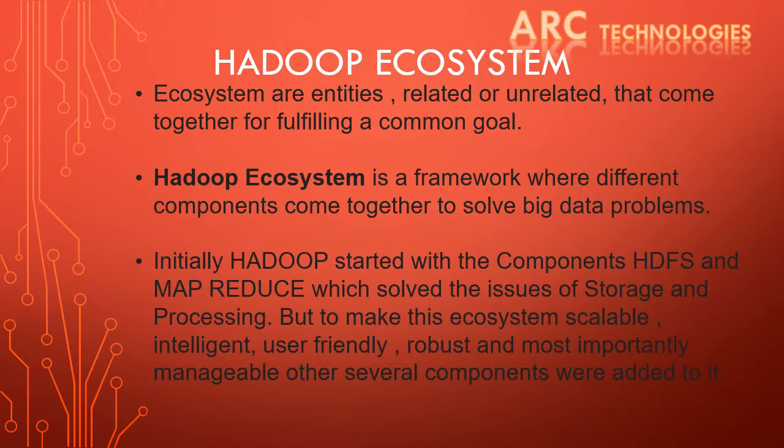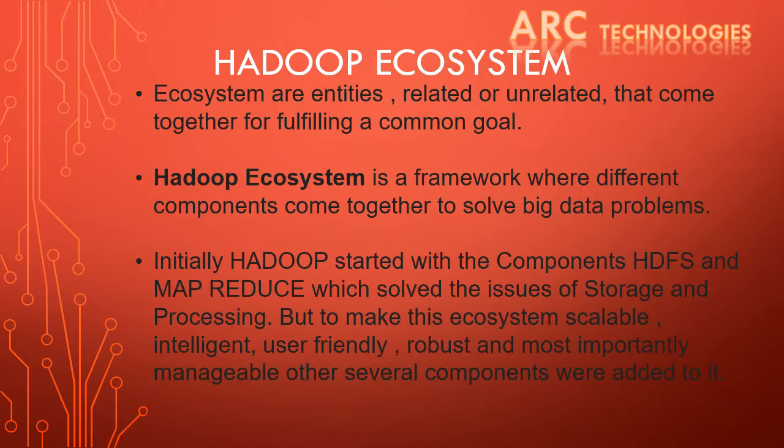Let's start with the first definition: what is an ecosystem? It's a common lingo used everywhere. It says Hadoop ecosystem. Everywhere you'll see there's always a mention of ecosystem. So what exactly is an ecosystem? An ecosystem is entities, related or unrelated, that come together for fulfilling a common goal.